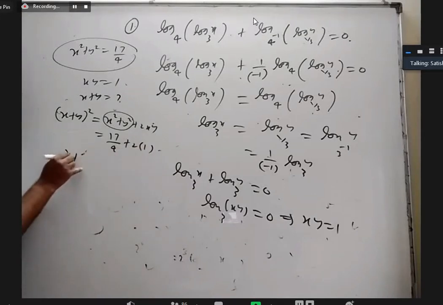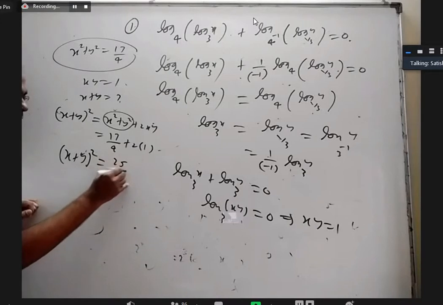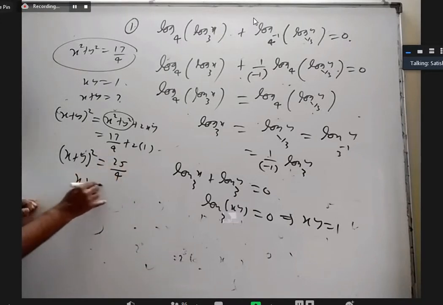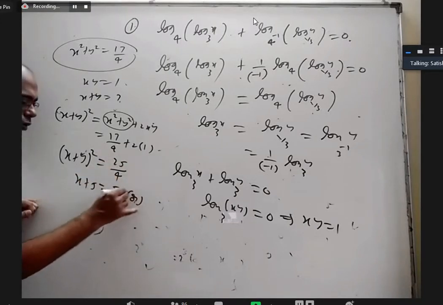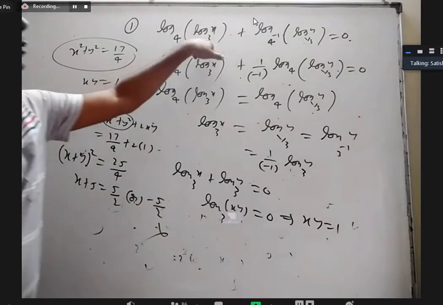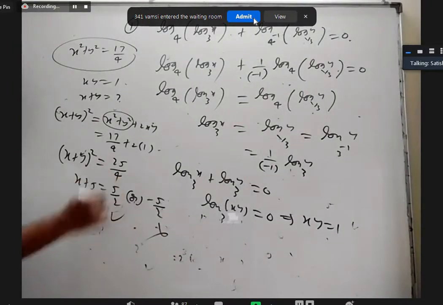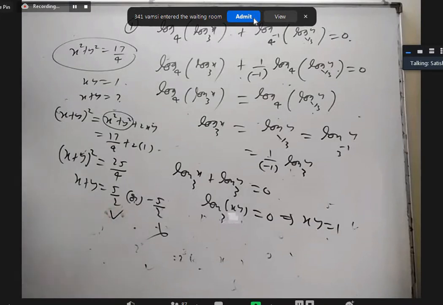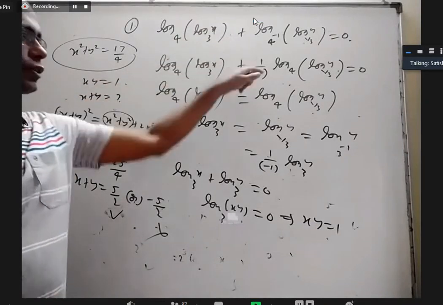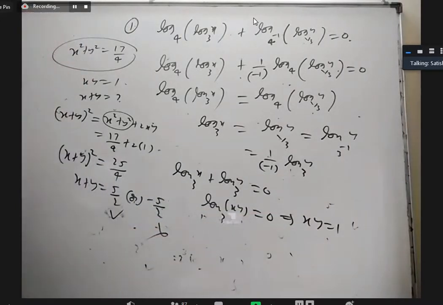So you'll get x plus y whole square is 25 by 4. And x plus y is 5 by 2 or minus 5 by 2. And I cannot take minus 5 by 2, because I already know x should be positive, y should be positive. Their sum will be positive only, it can't be negative. So we'll only take plus 5 by 2. Okay, nothing much. Only this equation carefully you have to manipulate and understand why x into y should be 1. Once you understand that, the other part is easy.